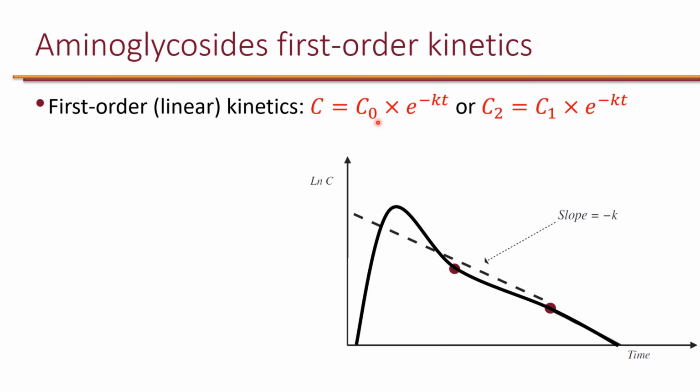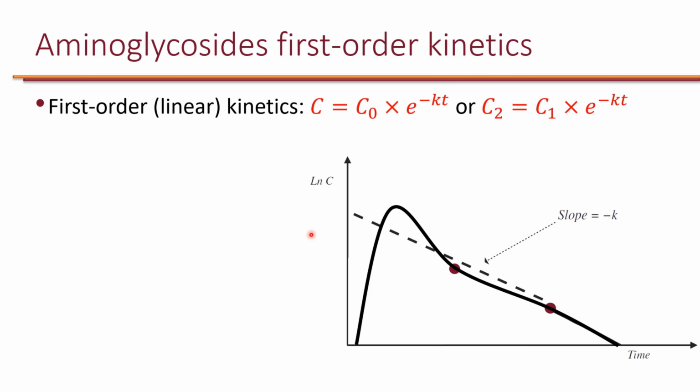You can use the famous equation C equals C naught times e to the negative KT. And basically it means that your final concentration equals your initial concentration times e to the negative KT. And the T is the time between the initial concentration and the final concentration. Another way of saying this is that C2 equals C1 times e to the negative KT. It's just a matter of how you label it.